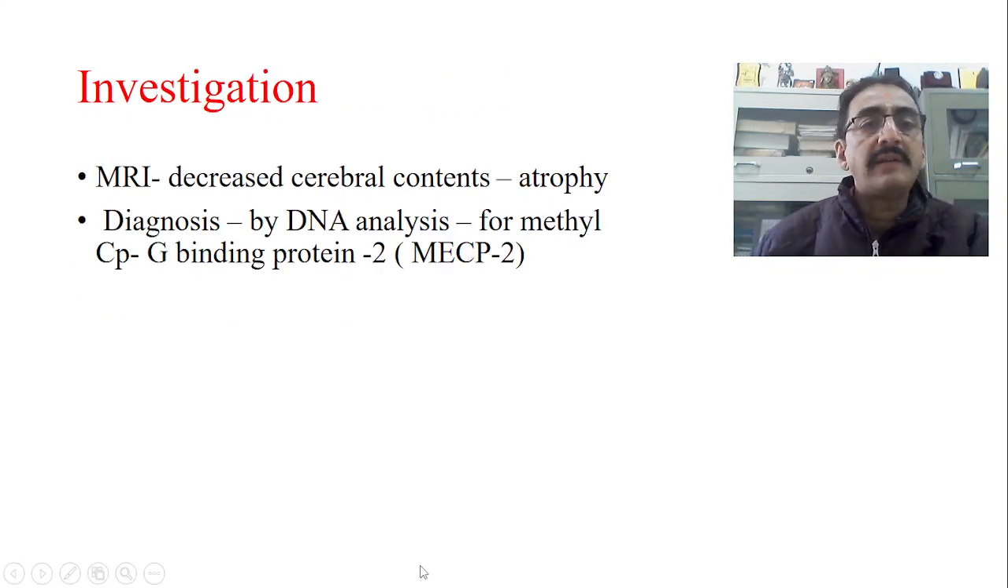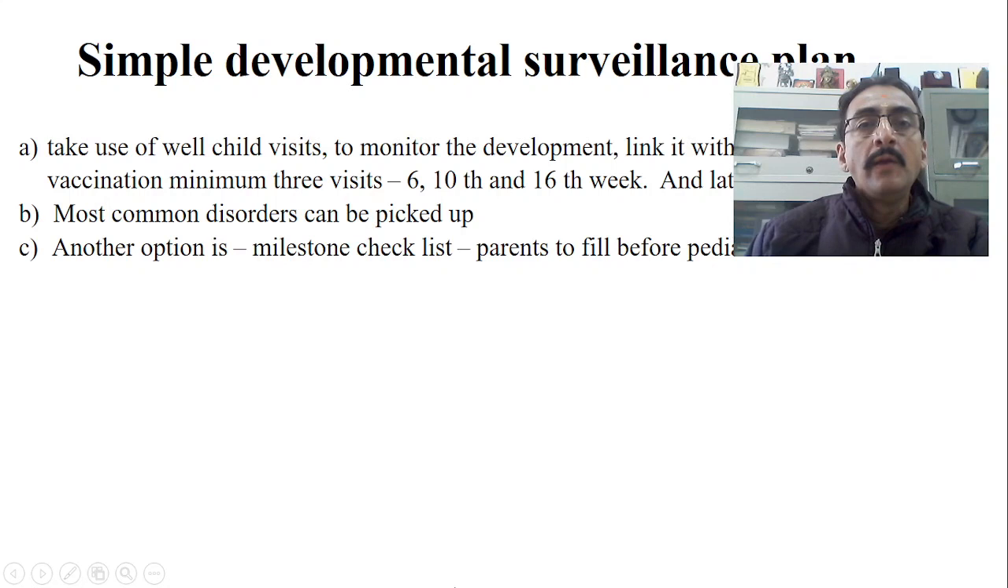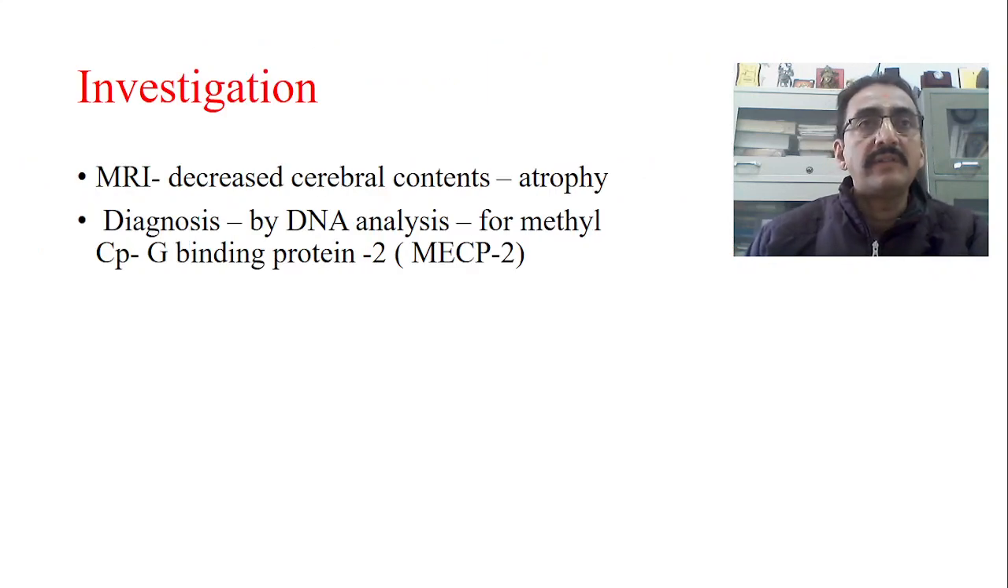What are the common investigations done? That is MRI. MRI is usually done, and decreased cerebral content will be there, so you will have cerebral atrophy features in the MRI. Diagnosis is basically with genetic study and DNA analysis. In the DNA analysis, the gene which I told you about, on the chromosome, is MECP2, that means methyl CpG binding protein 2. Specifically, if there is a mutation of this particular gene, then it is the cause for Rett syndrome. Till today it is considered an autosomal dominant condition. So this is all about Rett syndrome, which is a third autism spectrum disorder.